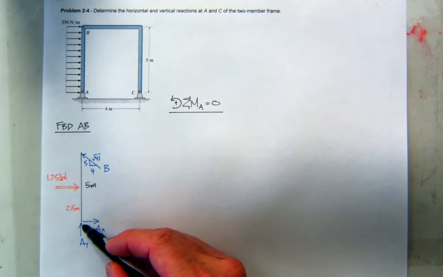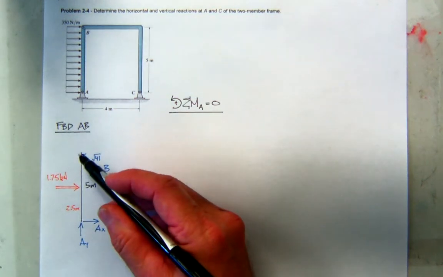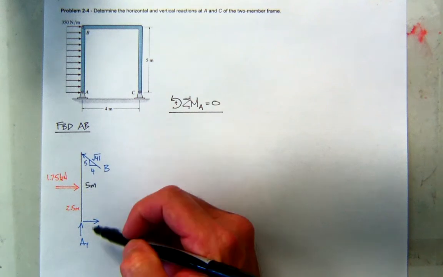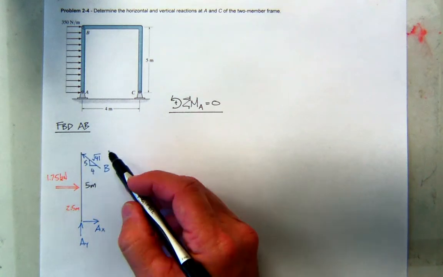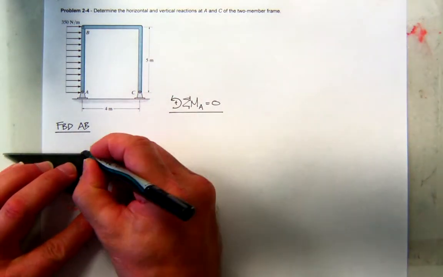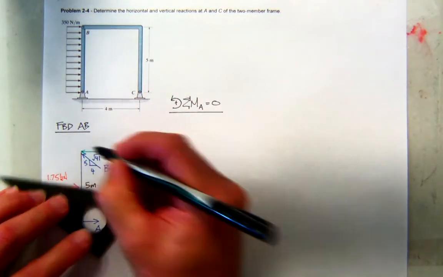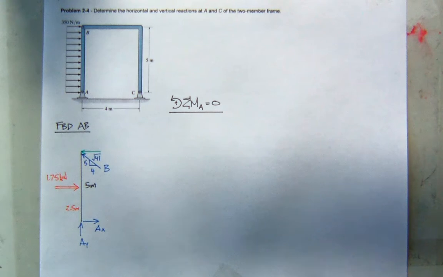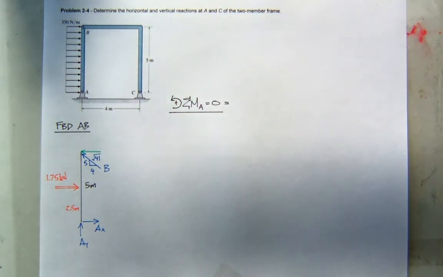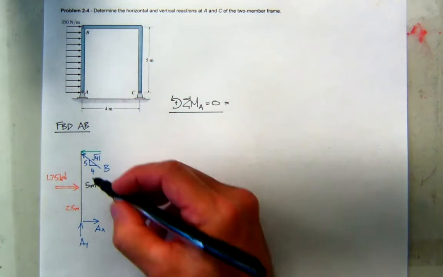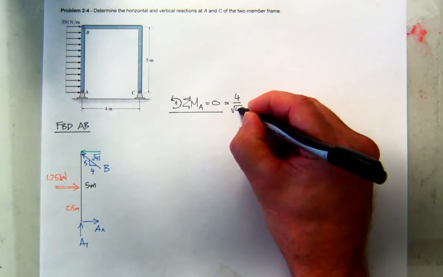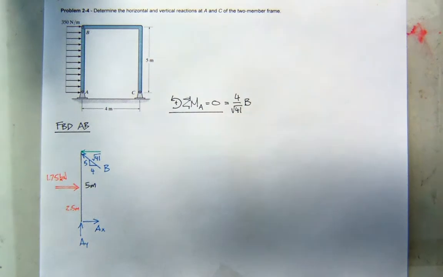So I have some moments about A, what do I have to worry about? Do I have to worry about the X component, the Y component of B? No, because it's going to pass through A. But I do have to worry about the X component. I'll draw it in so you can see the direction. It's kind of going that way. Is that going to create positive or negative moment about A? Positive. And what is that force? That X component would be 4 over the square root of 41 B.